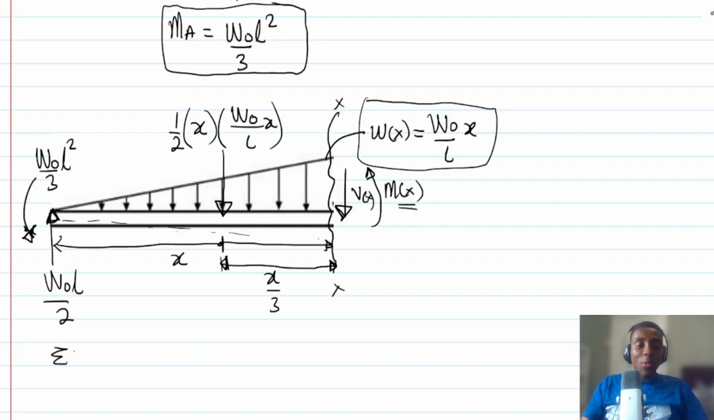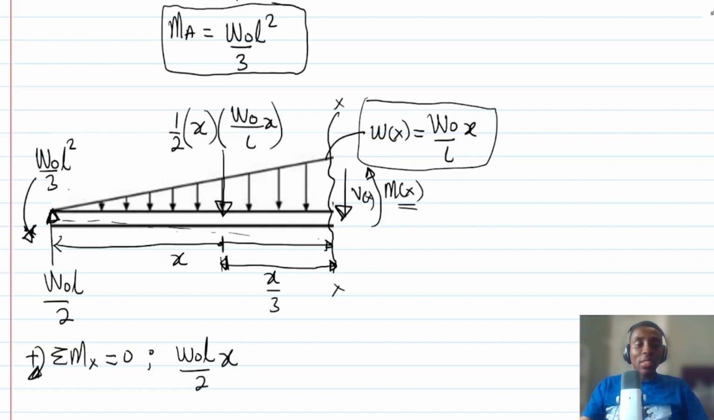So we are going to sum moment about section x. Clockwise is positive, should be equal to 0. In other words, this whole member is in equilibrium. Let's quickly do that one. So if we do that quickly, first of all, we have W naught L over 2. That is the reaction force. The distance is X. Okay, the distance is X. That is it.